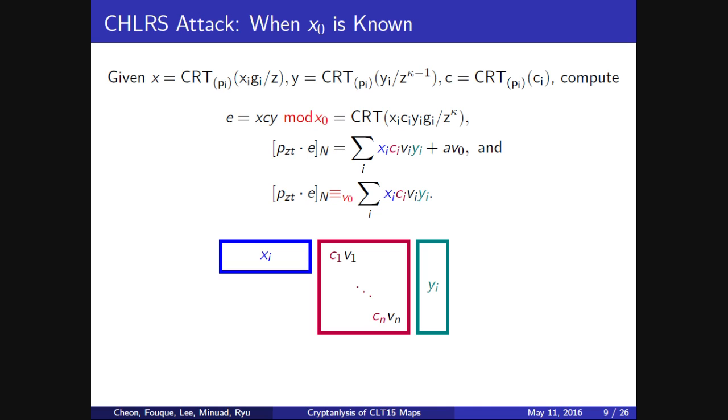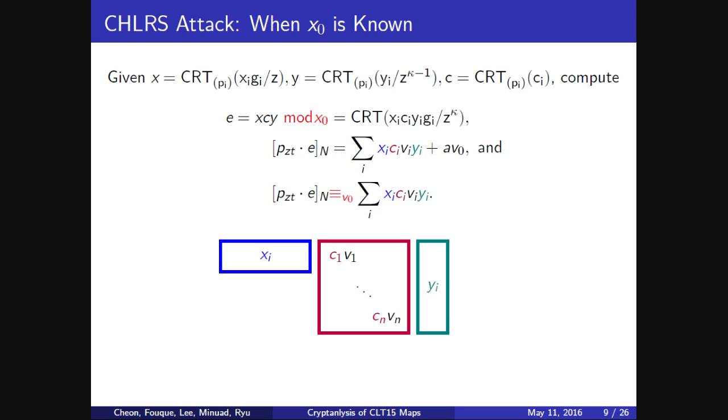Suppose x is an encoding of 0, and y and c are some encodings. Then we can multiply these three encodings and reduce the size using mod x_0. Then the zero testing value can be written as a linear combination of v_i and v_0. From x_0, we can also compute v_0. Viewing these zero testing values mod v_0, it can be written as a matrix expression as follows.